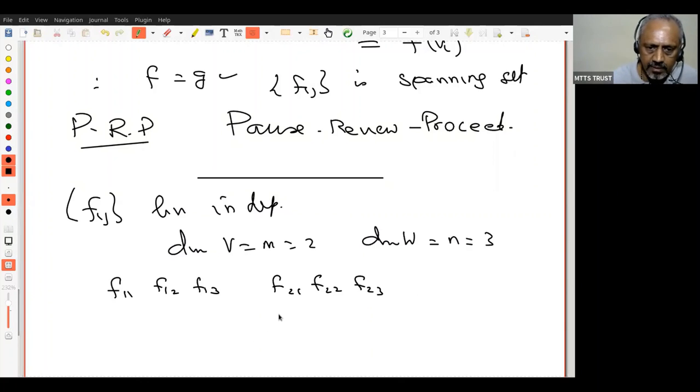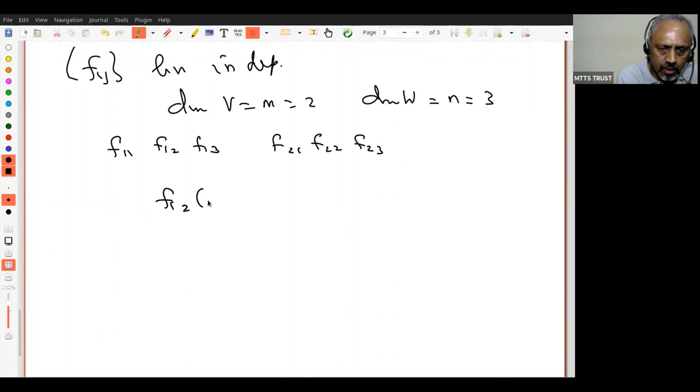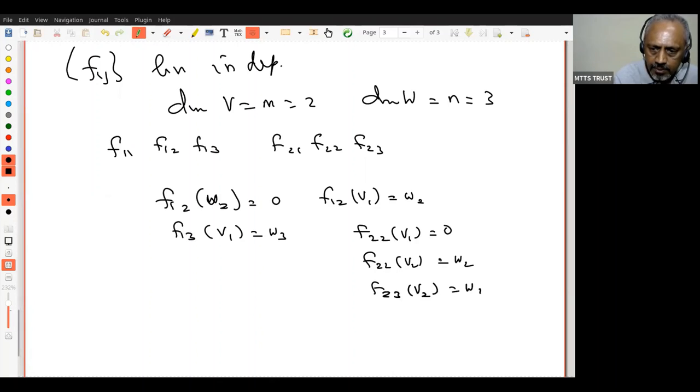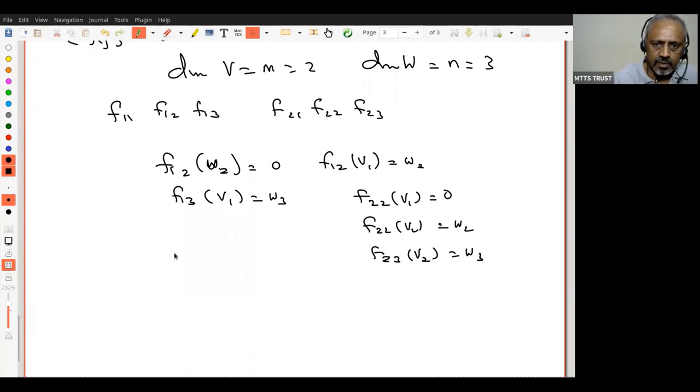Now tell me what is f12 of v2. Remember f_ij makes sense only if it acts on v_i, therefore it's 0. Whereas f12 of v1 takes v1 to w2. And f13 of v1 will be w3. You understand that? What will be f22 of v1? It will be 0. Whereas f22 of v2 will be w2. Whereas f23 of v2 will be w3. You understand this? Now I want to say these 6 elements are linearly independent.